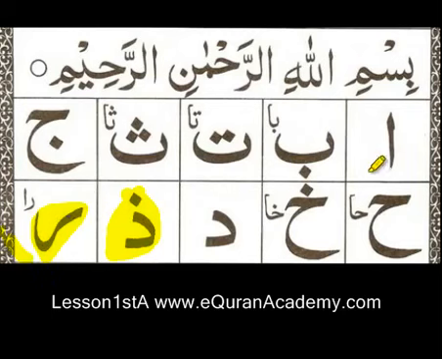I think this lesson is enough for today. Let me repeat one more time. Alif, Ba, Ta, Sa, Jim, Ha. Clear sound. This letter has clear sound. Ha. Dal. Ra.